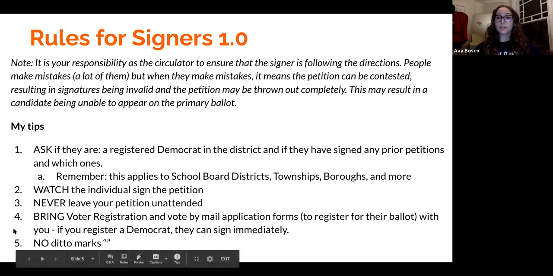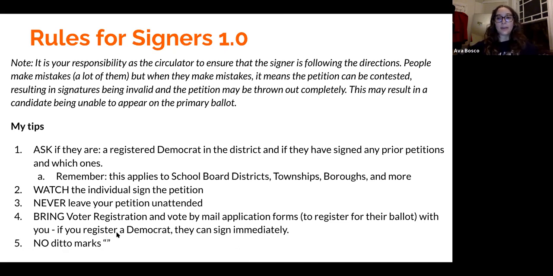Another rule is no ditto marks. This is what it will look like, and I'll show you an example in a bit.